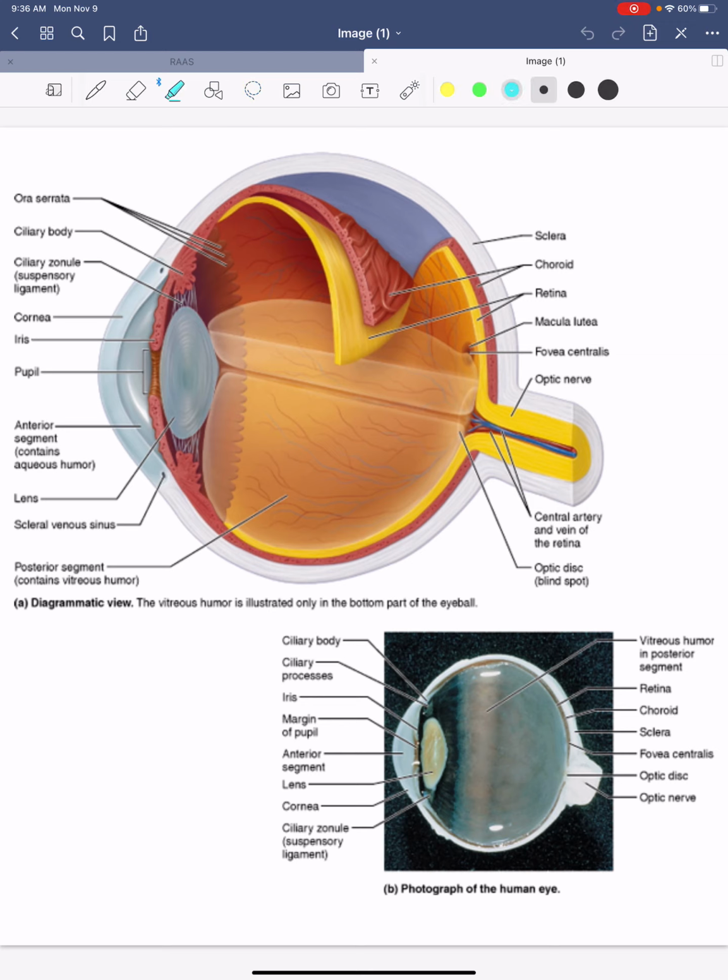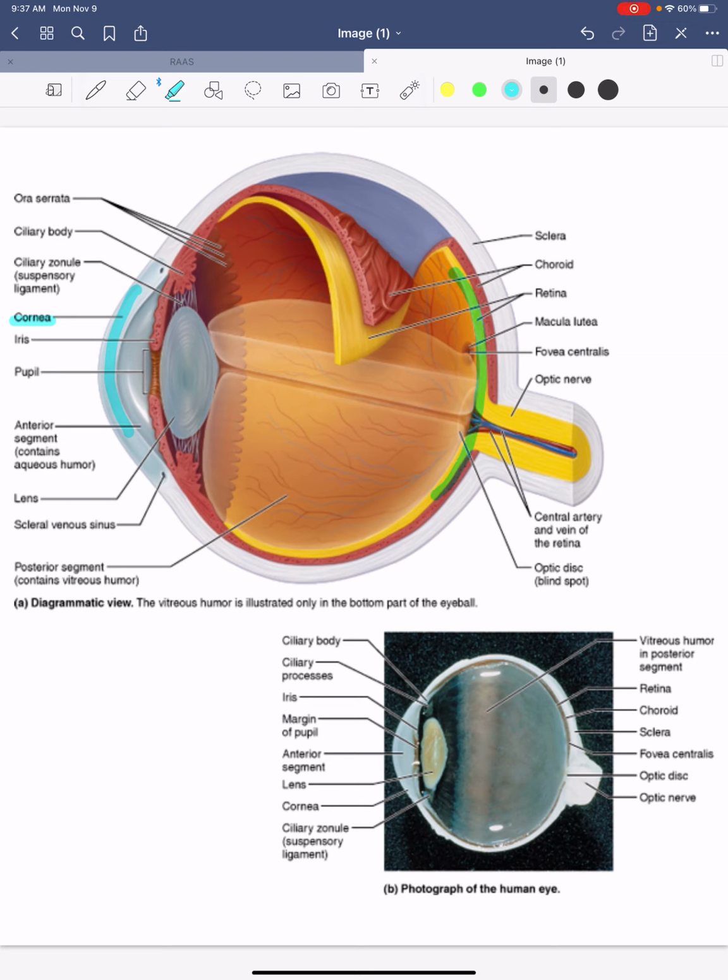The first structure that the photon encounters is the cornea, which is the clear outer covering of the eye. Because it's curved, it's going to readjust the path of the photon and help aim it at the back of the eye, which is the light sensitive or photosensitive surface.